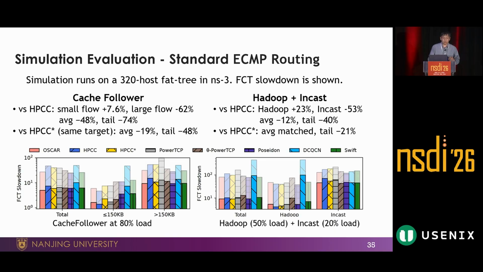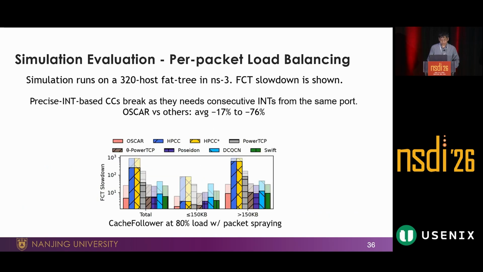Because HPCC targets an empty queue, but what we are targeting is a full queue, for small flows we have slightly increased latency. But for large flows, we significantly reduce it. And the average and the tail, we all significantly reduce their flow completion times. The reviewers also asked us about packet-level load balancing, which is now prevalent in AI clusters, and we can show that our solution also supports it.